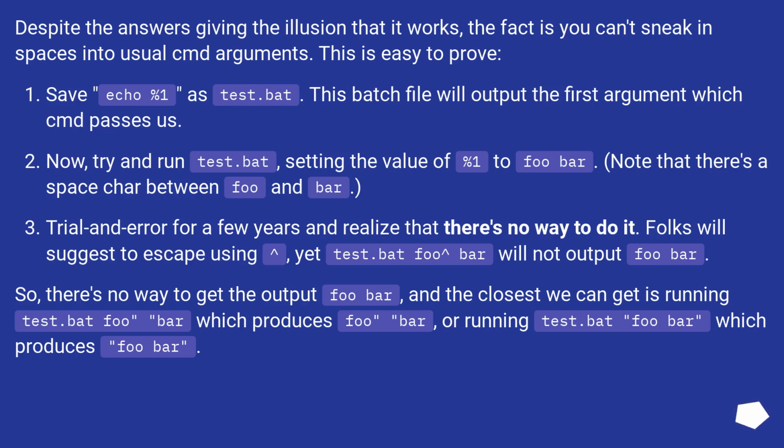Trial and error for a few years and realize that there's no way to do it. Folks will suggest to escape using a caret, yet test.bat foo^ bar will not output foo bar. So, there's no way to get the output foo bar, and the closest we can get is running test.bat foo  bar, which produces foo, or running test.bat foo bar, which produces foo.